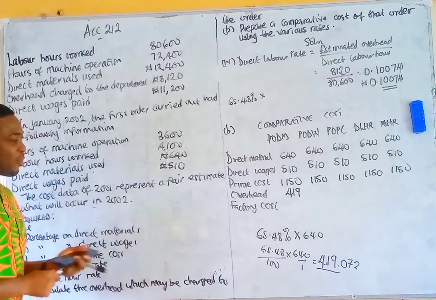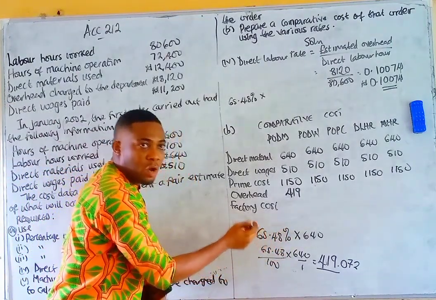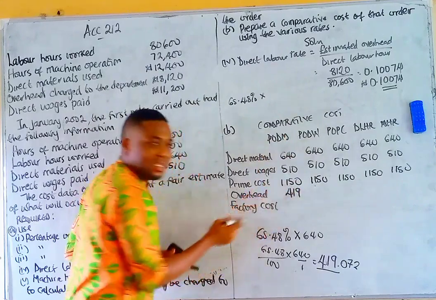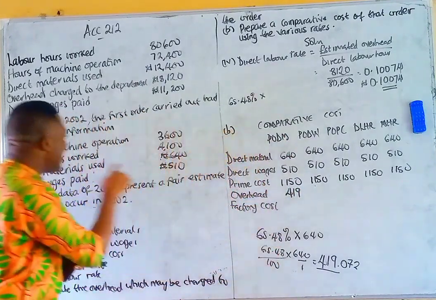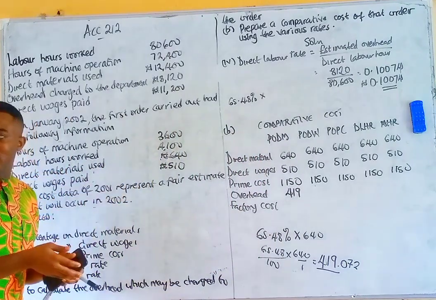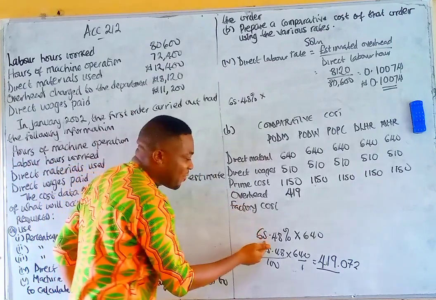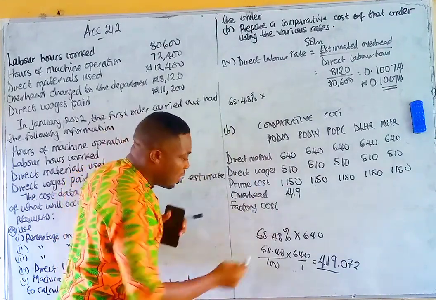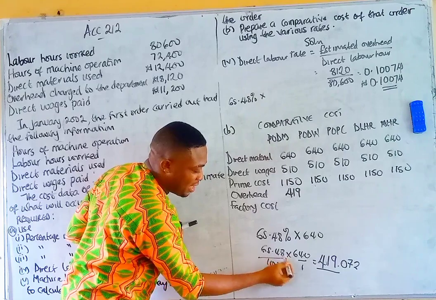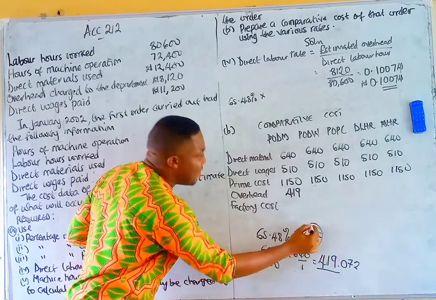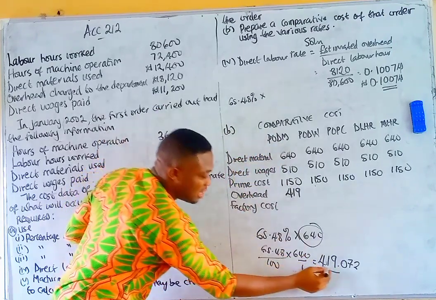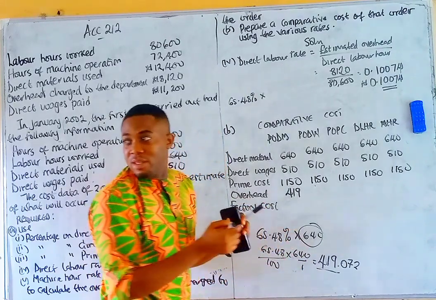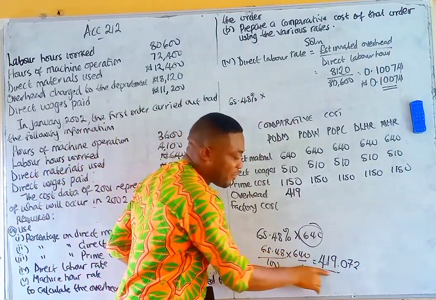So we got a percentage for last year as 65.48% on direct material that was absorbed as overhead for last year. We want to use it to estimate what will happen this year. So we multiply that percentage by the value of the direct material for this year, which is 640. So 65.48 divided by 100 times 640, the direct material, gives us, according to what they got, 419.07.